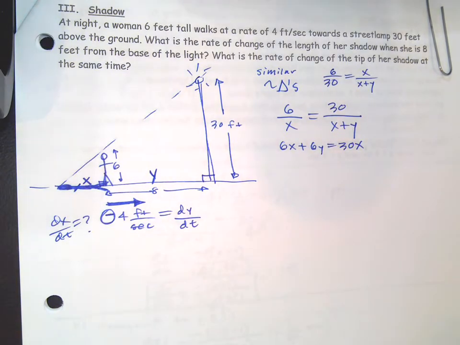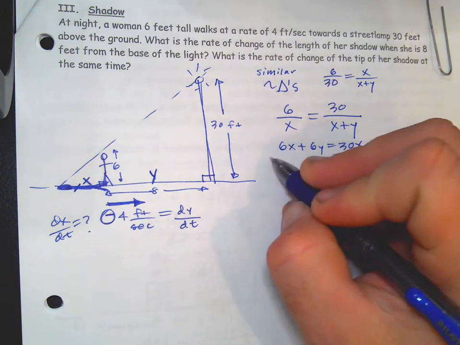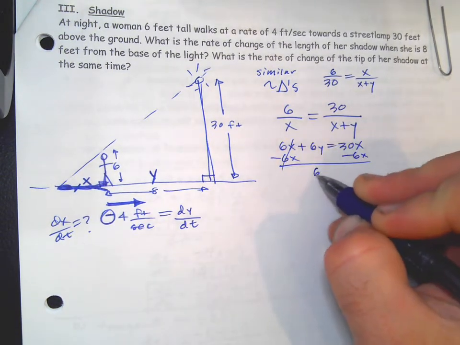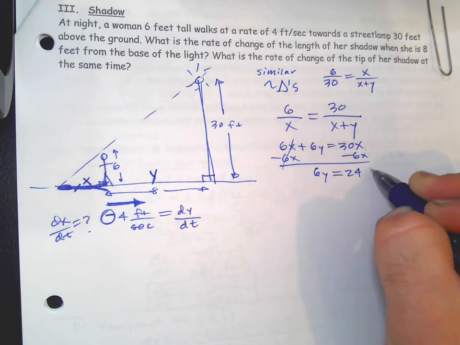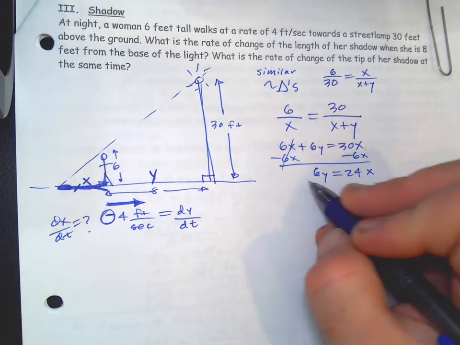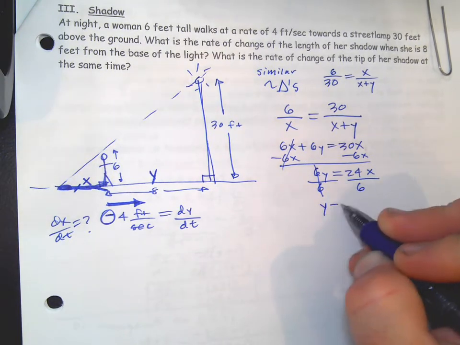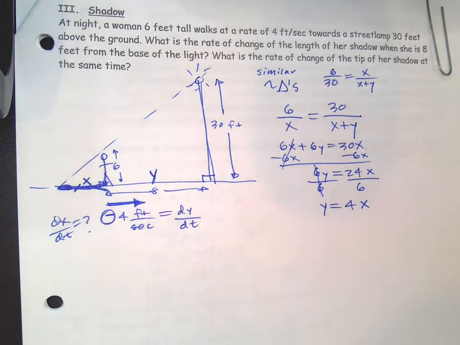And we could even solve for y. Subtract 6x from both sides. 6y equals 24x. I mean, we could even take it all the way down to getting y by itself, which I don't know if that's super helpful, but we could, there you go. That's the relationship between x and y.